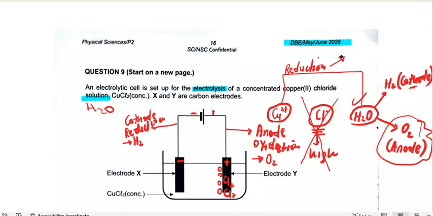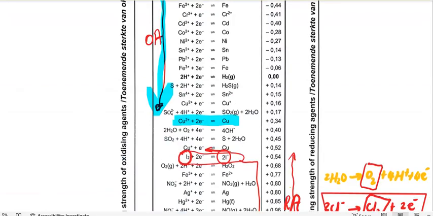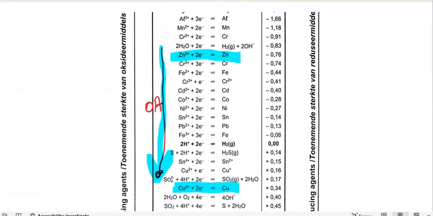But the one that will go to the cathode, the one that will undergo the reduction reaction, is the stronger oxidizing agent. So we are looking for the stronger oxidizing agent between the copper ion and H2O. Remember, the H2O is the one that produces hydrogen at the cathode. Let's quickly go to the table and see which one will react there, the copper or water. The table is very busy here.